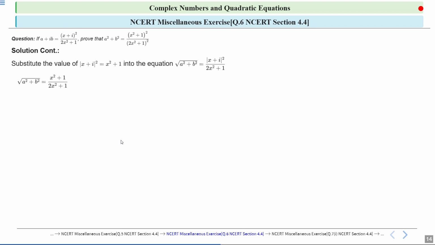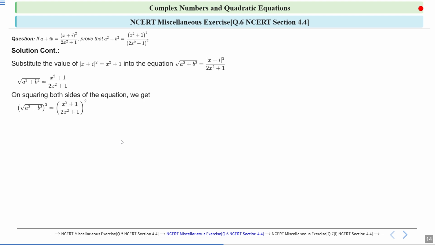Now let's substitute the value of the modulus squared of x plus iota, which is modulus of x plus iota whole squared equals x square plus 1, into our equation. So we know that the modulus of a complex number a plus iota times b is square root of a square plus b square. So we write square root of a square plus b square equals x square plus 1 divided by 2x square plus 1.